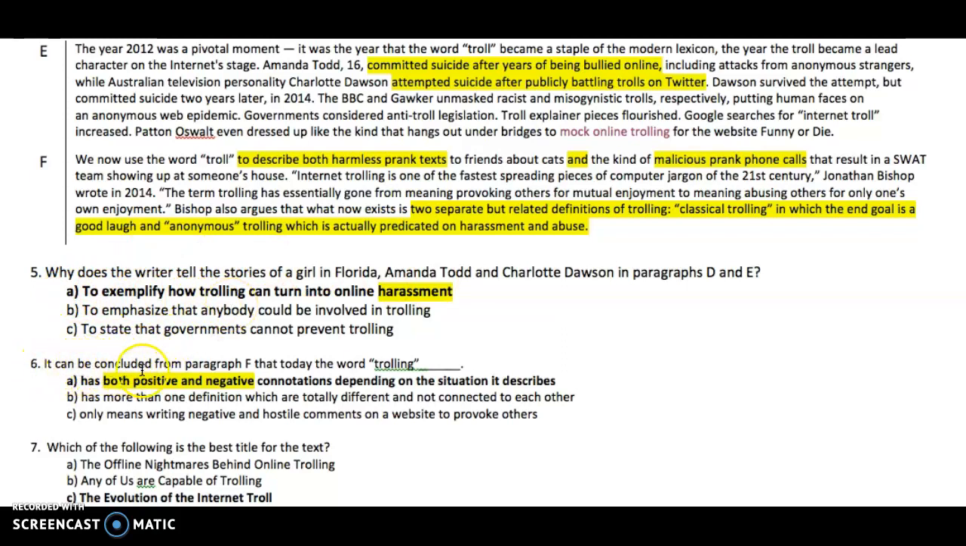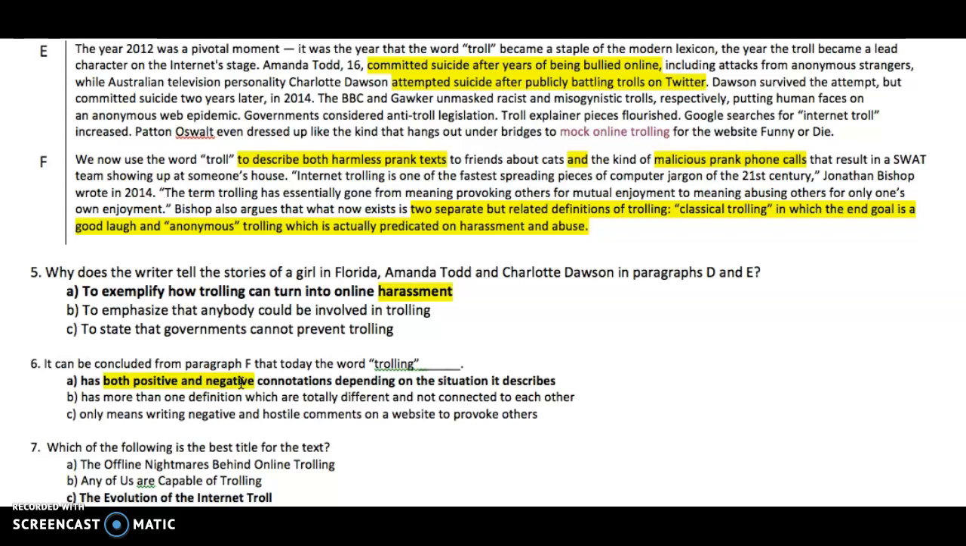Number 6, another conclusion question. So as I told you at the beginning, you need to have a general idea of the whole paragraph, but focus on the last few sentences. Here we have two separate but related definitions of trolling. Classical trolling, in which the goal is a good laugh. So if you laugh at something, it means it is positive. And anonymous trolling, which is actually predicated on harassment and abuse. And if you are talking about harassment and abuse, it means you are talking about some negative connotations, ideas.